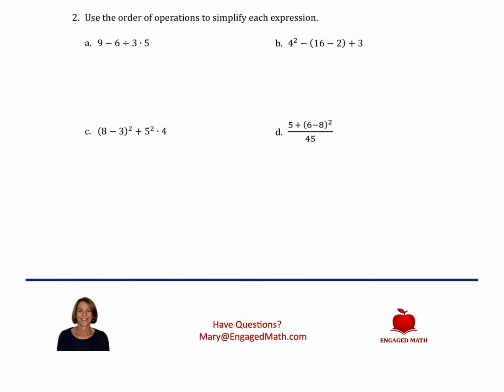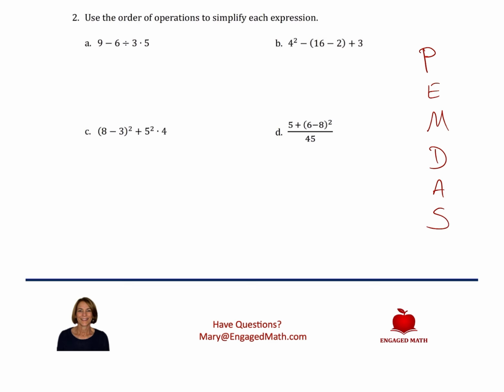Welcome to lesson one, problem number two. Using order of operations, what we have to keep in mind is that there are certain rules that apply in math, and one of them is the order of operations. So I'm going to write down PEMDAS.